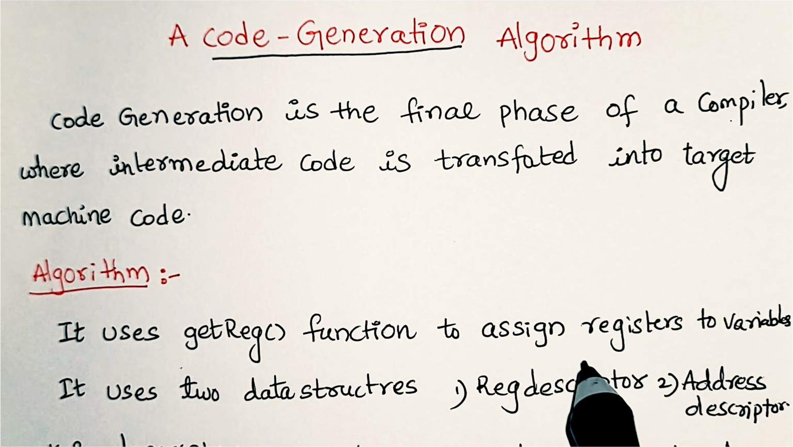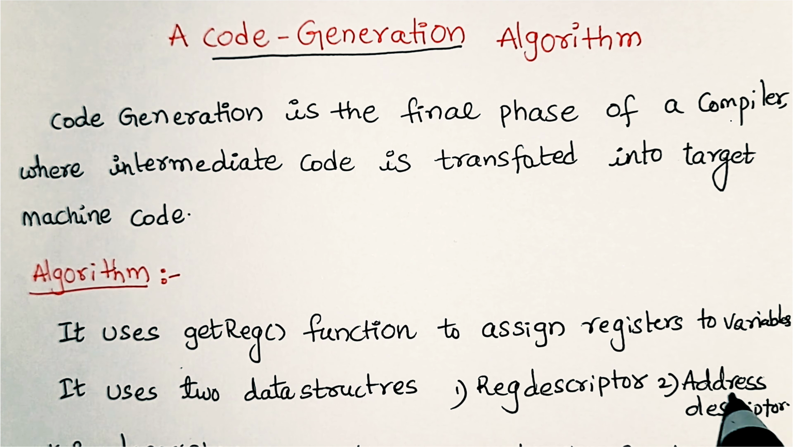Remember, register descriptor is used to keep track of which variable is stored in the register. Okay friends, address descriptor is used to keep track of the location where the variable is stored. So the register descriptor keeps track of which variable is stored, and the address descriptor focuses on location, friends. Okay, so let us move.